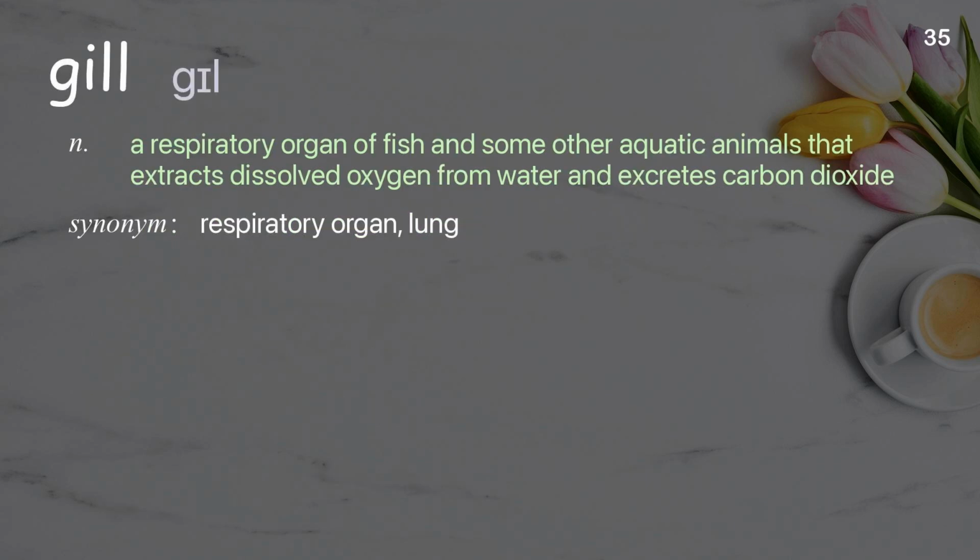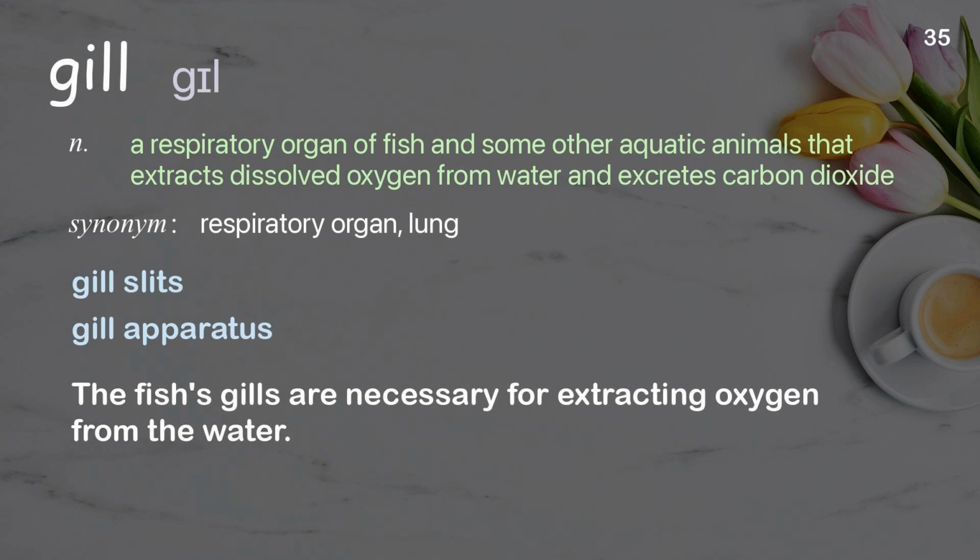Gill. A respiratory organ of fish and some other aquatic animals that extracts dissolved oxygen from water and excretes carbon dioxide. Examples: Gill slits. Gill apparatus. The fish's gills are necessary for extracting oxygen from the water.